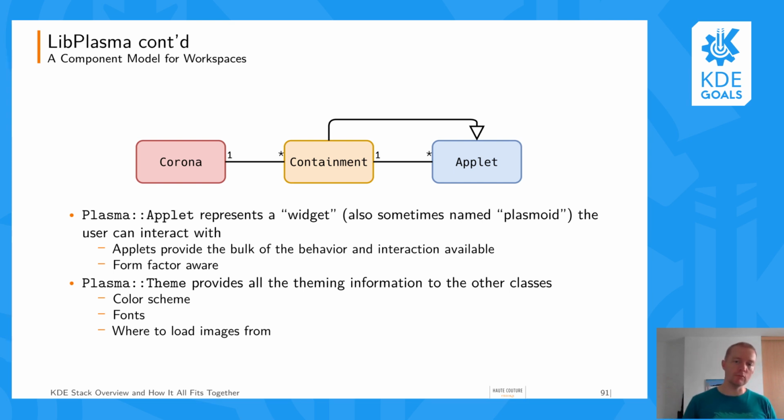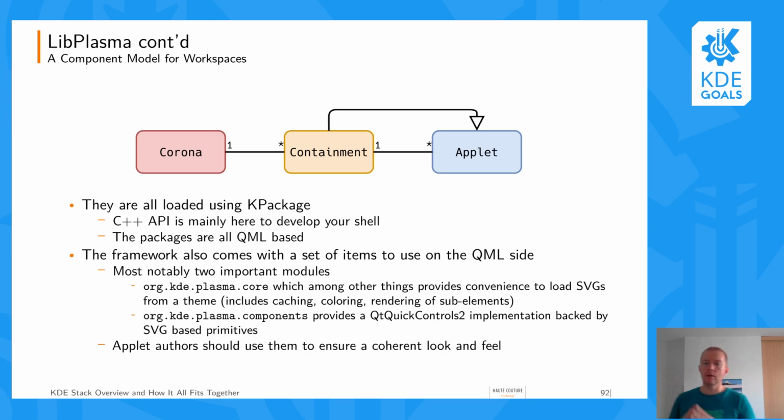And the last one, which doesn't show here, is Plasma theme. That's the one which provides all the theming information to other classes like containment and applets. So the color scheme to use, the fonts, where to load the images from, and so on. They're all loaded using KPackage. The C++ API is mainly here to develop your shell. The packages are all QML based. This library also comes with a set of items to use on the QML side.